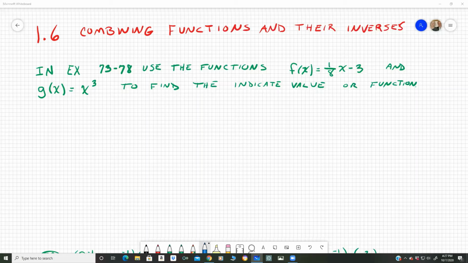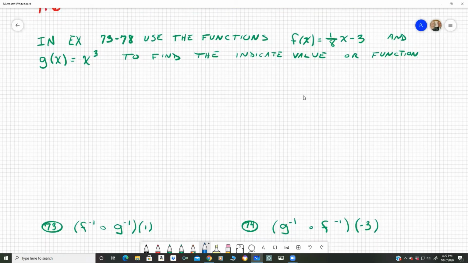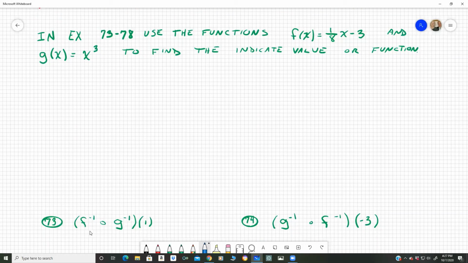Hi, today we're going to be talking about section 1.6 in the pre-calculus book, combining functions and their inverses. In the exercises we're given, we're going to have to use the given functions to find the indicated values or functions. So when we look down at the problems, right away we see that we're going to be dealing with the inverse of this f function and this g function. So we might as well go ahead and do that first.